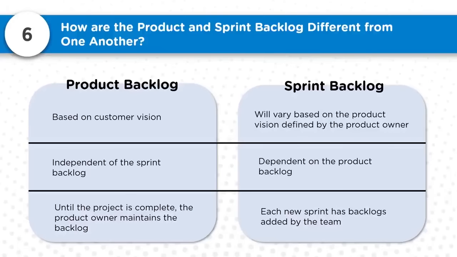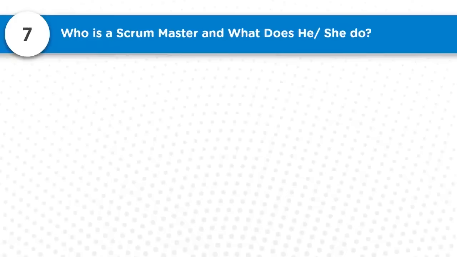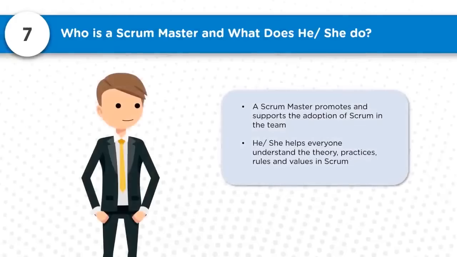So the product backlog refers to the whole project: until the project is complete, the product owner maintains the product backlog. Whereas when it comes to the sprint backlog, for each new sprint, backlog items are added by the team as each sprint is initiated. So next question, who is the Scrum Master and what does he or she do?